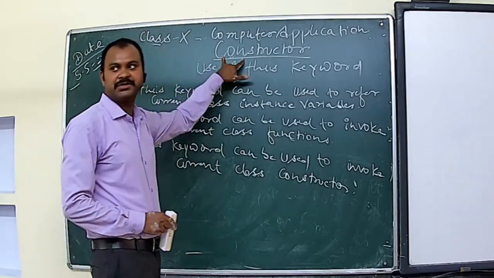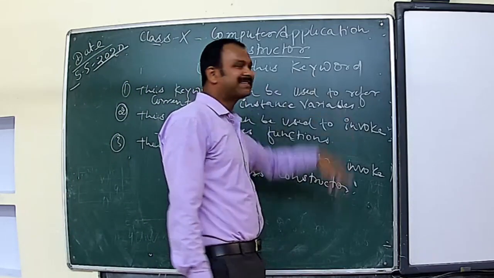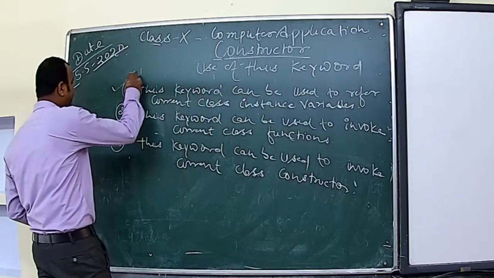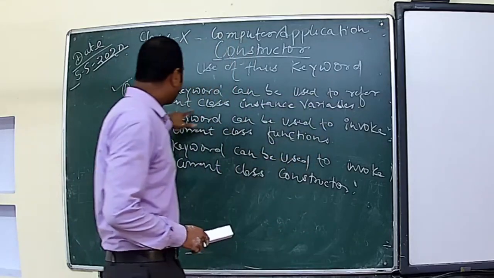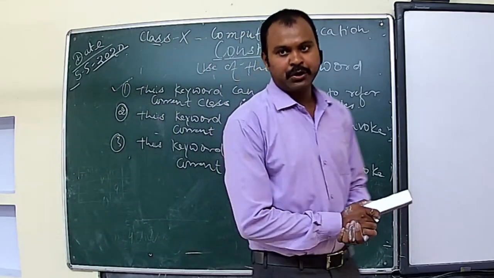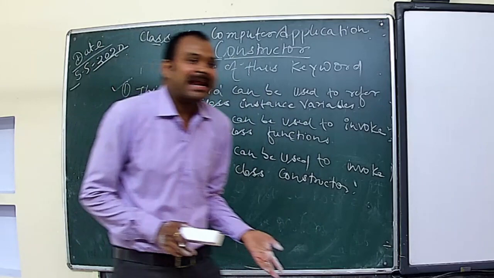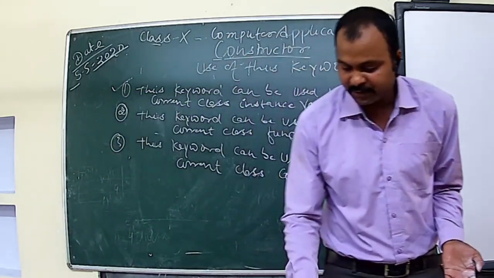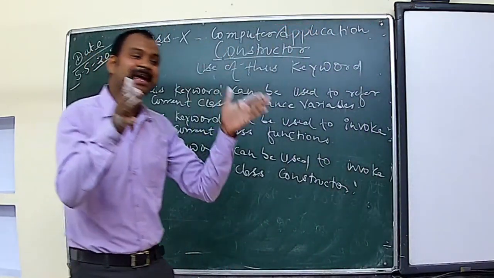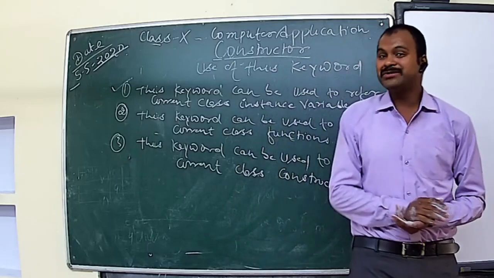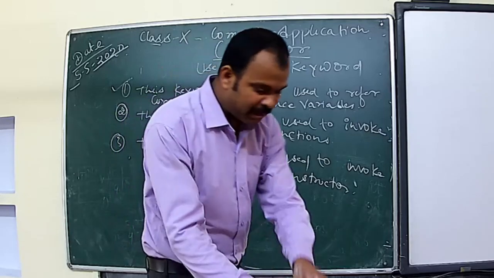In the last video we discussed constructors, and in constructors we discussed the use of the this keyword. The first use was completed: how to refer to current class instance variables, and how to eliminate the ambiguity problem for the compiler when the global variable and the local variable have the same name. So you use the this keyword to refer to the instance variable.